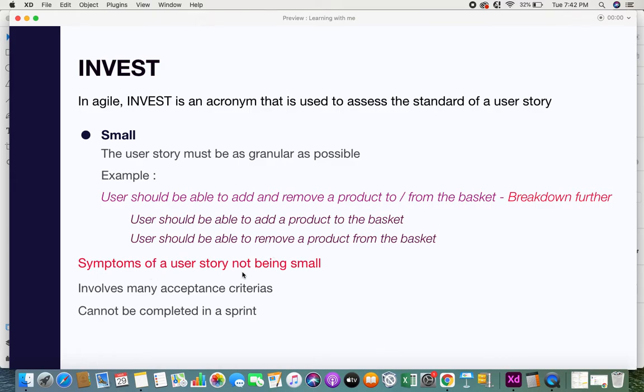So here are some symptoms of a user story not being as small as it should be. One is it involves many acceptance criteria. So when you find there's a lot of acceptance criteria with your user story, then there might be a chance of your user story being too big. And another one is it cannot be completed in a sprint. So if it's going to take a lot of time, then definitely your user story is large and not small enough. Usually a user story should be completed in a sprint. It should not exceed. So if you find symptoms of this, then you can be sure that your user story is not small enough.